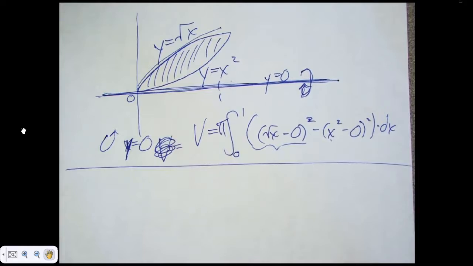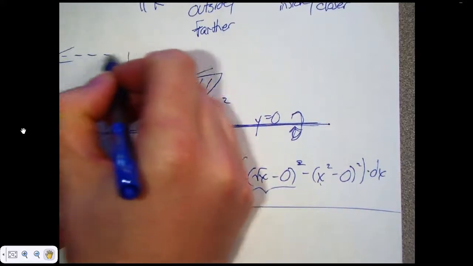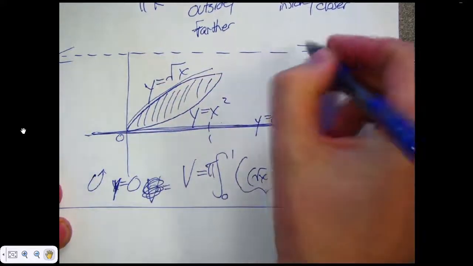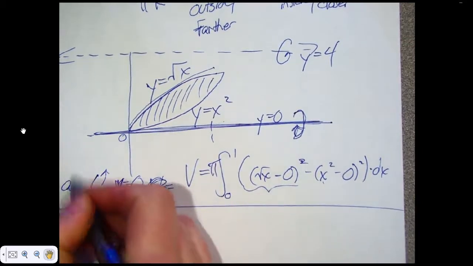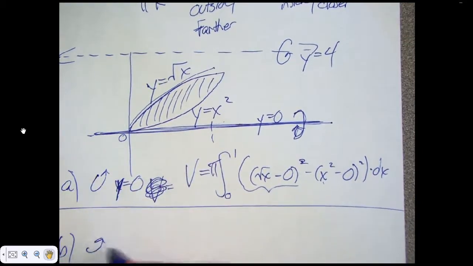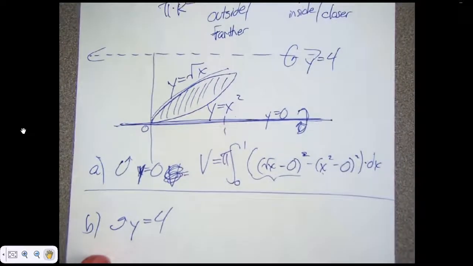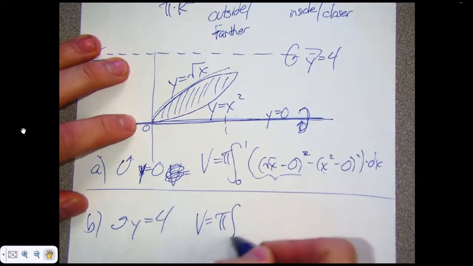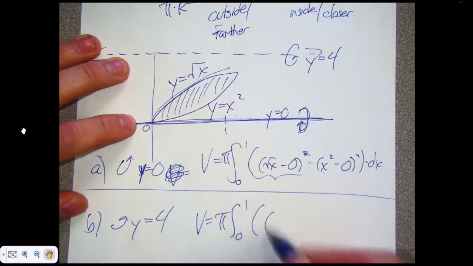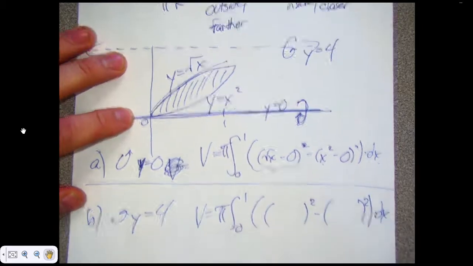Alright, now we're going to blow your mind here. Now we're going to go around the horizontal line y equals 4. So this was part A. Part B, we're going to go around y equals 4. I can still set up my general form here.